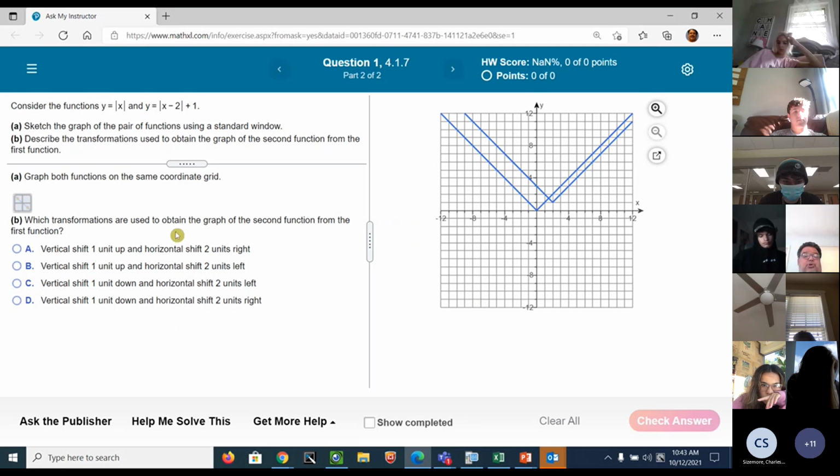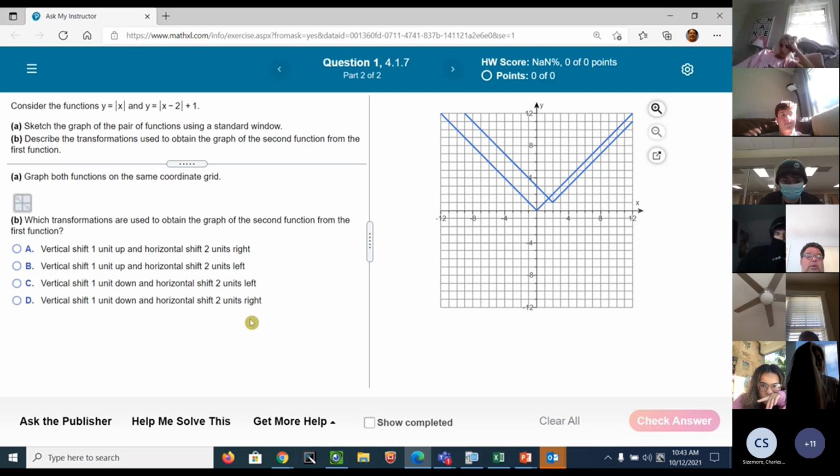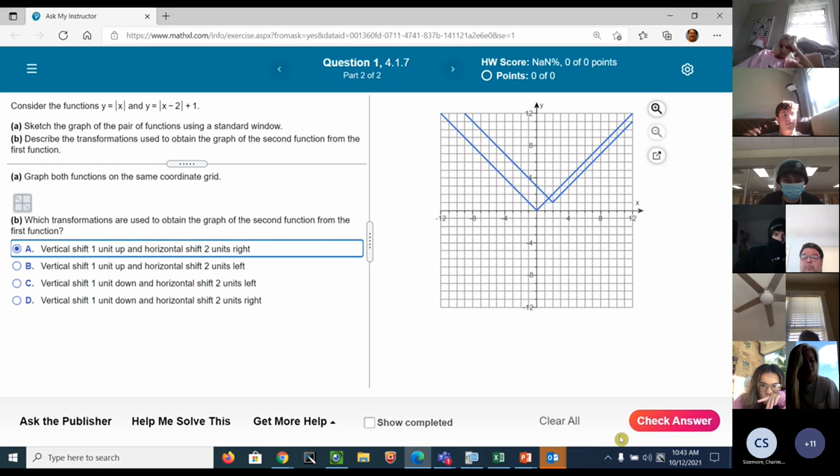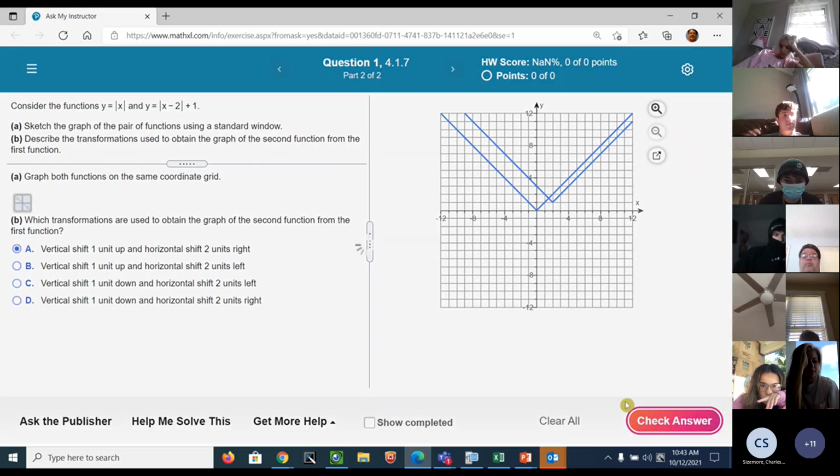Which transformations are used to obtain the graph of the second function from the first function? Well, the -2 and the +1. That would be 2 places to the right and 1 place up. And 1 place up and 2 places to the right. That's it.